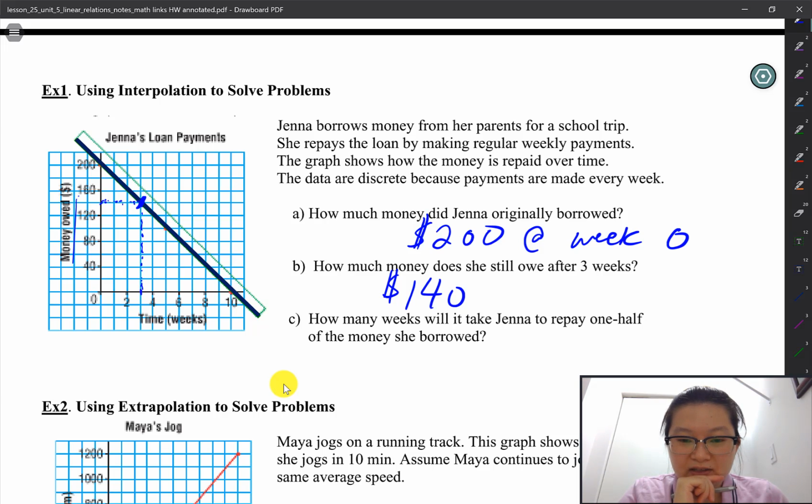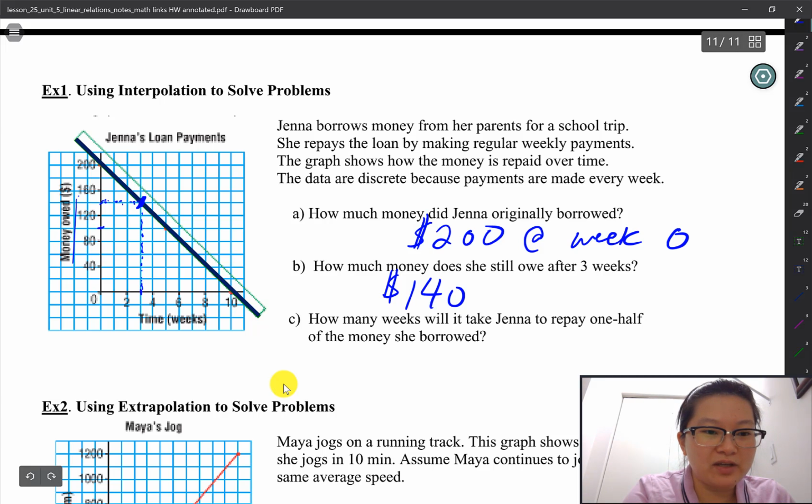C: How many weeks will it take Jenna to repay half of the money she borrowed? So if she owes $200, half the amount of that is going to be how much? You're right, it's going to be $100. So if we go to the graph, we look at, okay, $100 is going to be here.